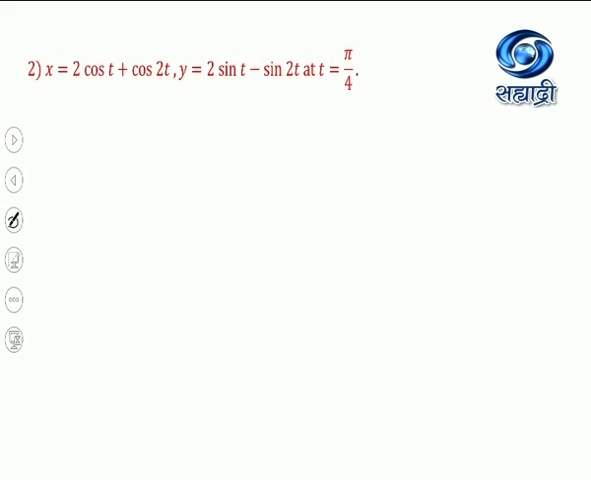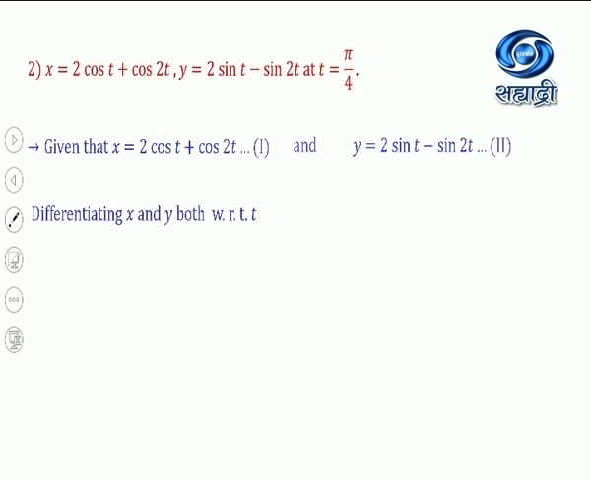Now to continue our next example, x equal to 2 cos t plus cos 2t and y equal to 2 sin t minus sin 2t at t equal to pi by 4. Given thing is x equal to twice cos t plus cos 2t, say number 1. Similarly y equal to 2 sin t minus sin 2t, say number 2. Differentiate both with respect to t.